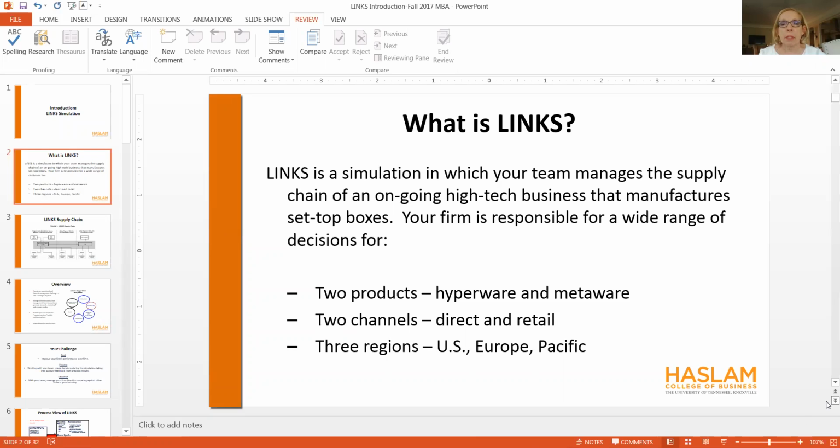In this particular simulation, your team or firm is in a high-tech business, and you're manufacturing this product called a set-top box. Now, that's just a very generic name for a product that really has a lot of different uses. And in fact, I suspect you have a set-top box in your home as well. It would be things like, I'm doing this recording on Zoom and I'm going to upload it to YouTube, but I'm not attached to the direct computer link coming into our house because I have a wireless router. That's an example of a set-top box.